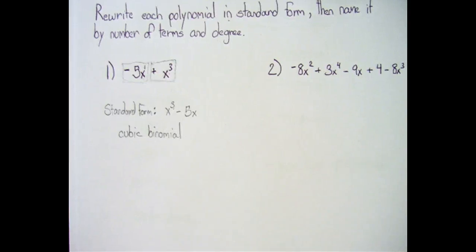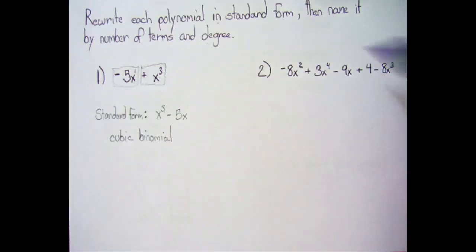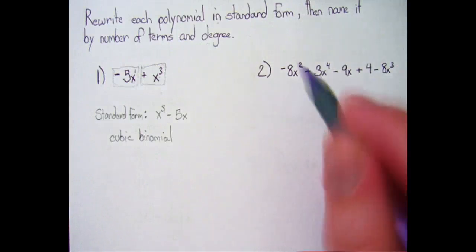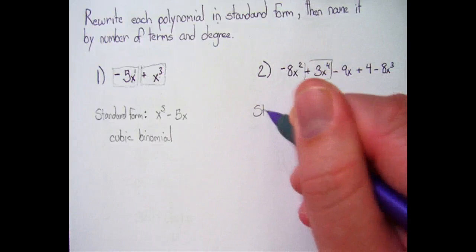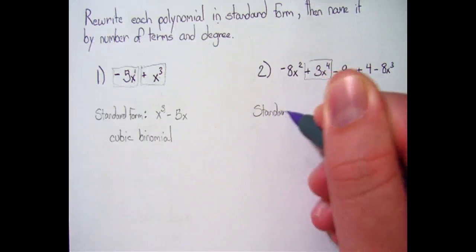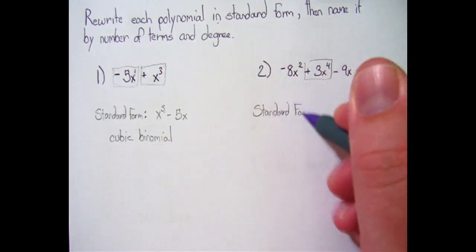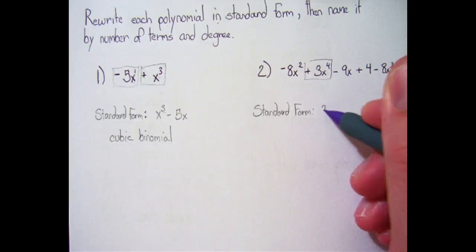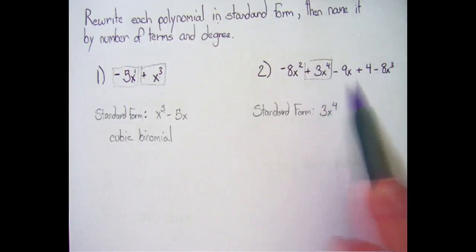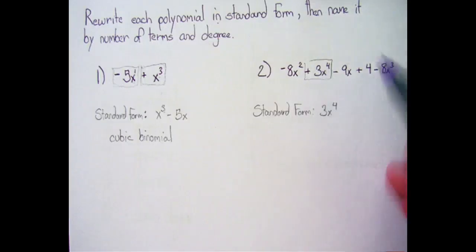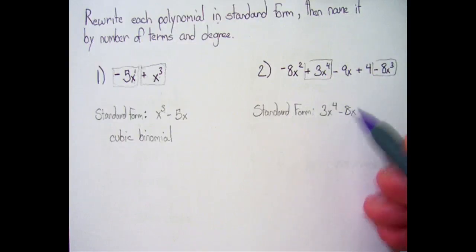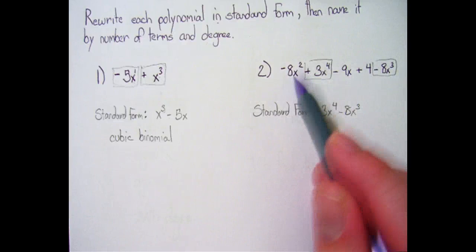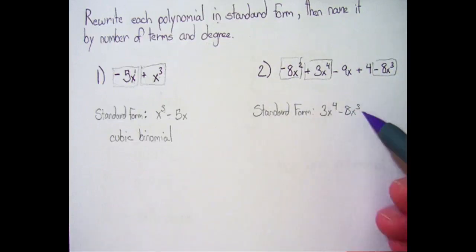Let's do the same thing for number 2. We look for the biggest exponent, which in this case is going to be a 4. And so when we write this in standard form, that's the term that will come first. So in standard form, this would be 3x to the 4th. Now we look for the next biggest exponent, which would be 3, minus 8x cubed. The next biggest would be 2, minus 8x squared.